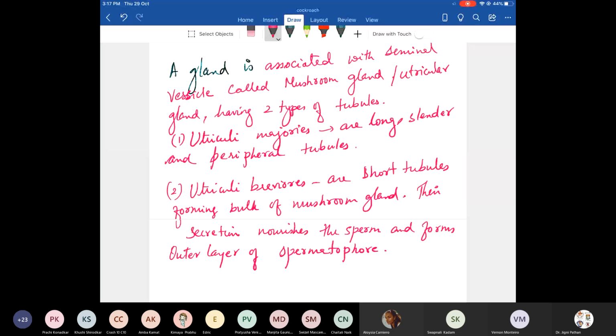Is it clear? Any difficulties there? So you have a gland called the mushroom gland, which has utriculi majoris and breves. These two secretions together help in the nourishment and also the formation of the spermatophore. You know what a spermatophore is? A spermatophore is a ball of sperm that is discharged into a female body. Please write this down.